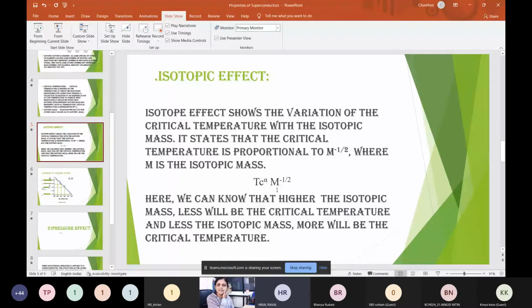In the isotopic mass effect, you can write what you mean by isotopes. You can show this equation and write the relation that when isotopic mass increases, critical temperature decreases, and vice versa.